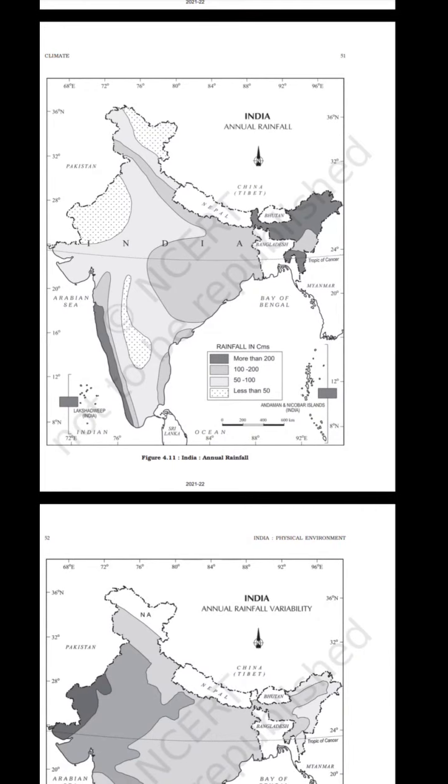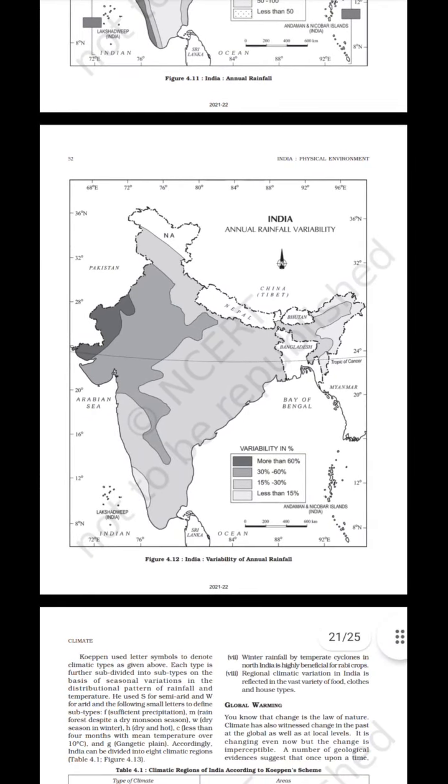Take a look at figure 4.11, India annual rainfall. Take a look at figure 4.12, India variability of annual rainfall.